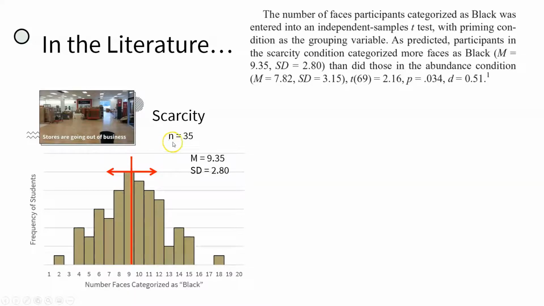I said here that there's an N of 35, and the reason I did that is even though the study didn't say exactly how many people were in each of these conditions, they did say there was a total of 71 white undergraduates. So if you take 71 and divide it by 2, it's like 35, 36. So I just made up that this is about 35, and in the other condition, I'm just going to say there's 36, even though I don't know if it was exactly that way or if it was reversed.